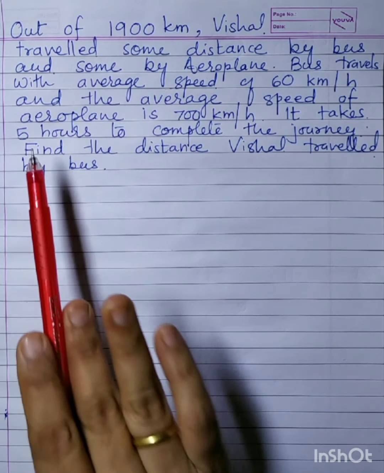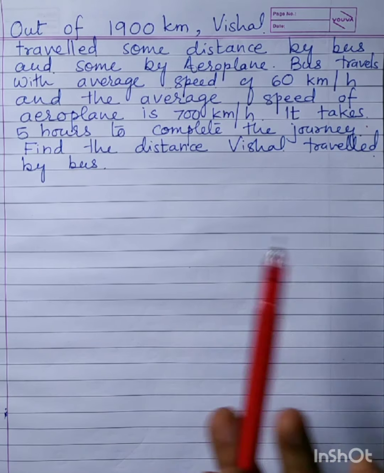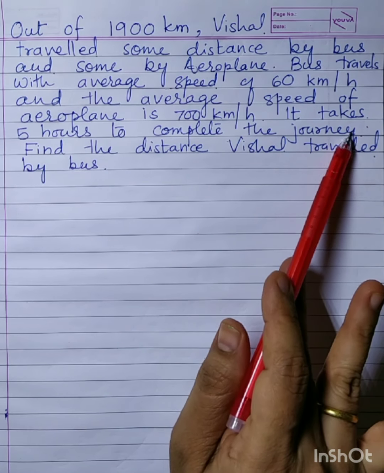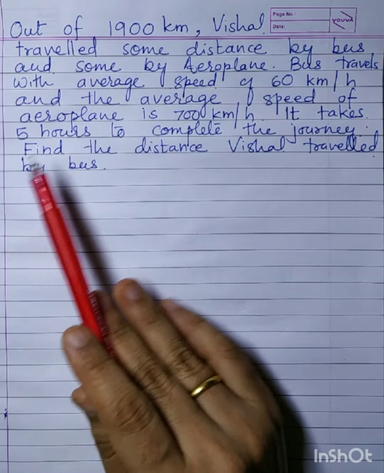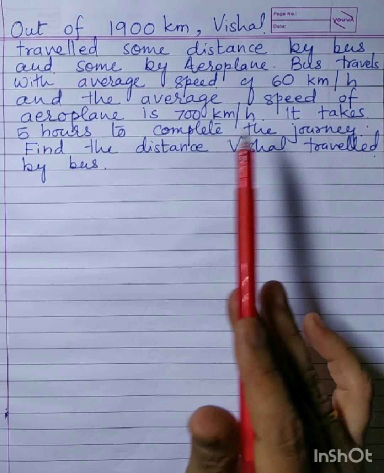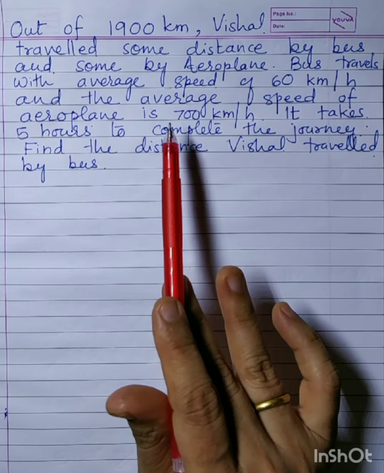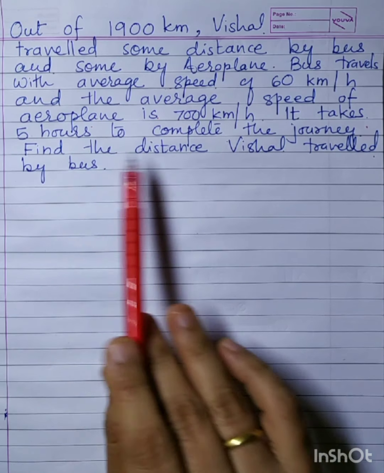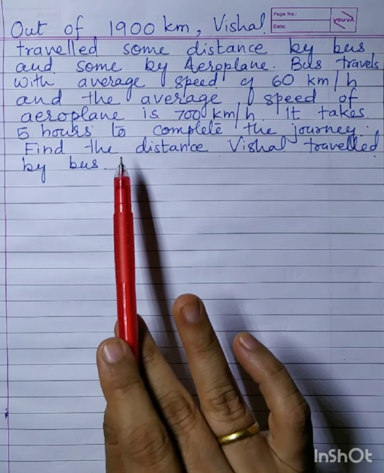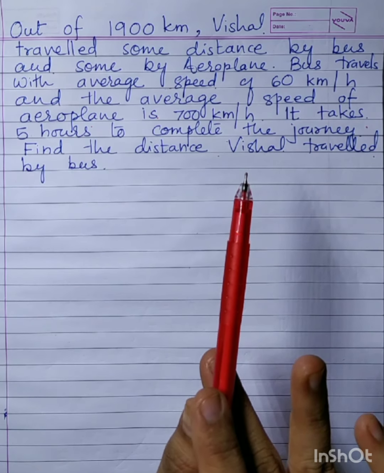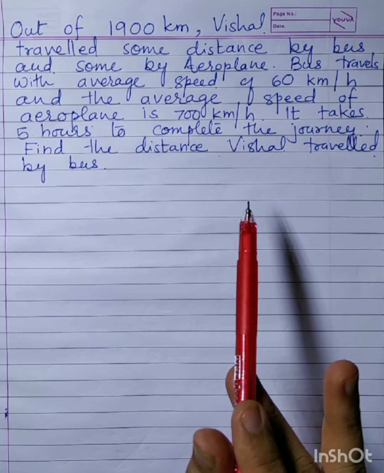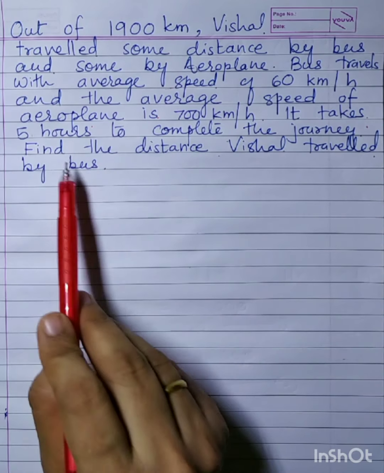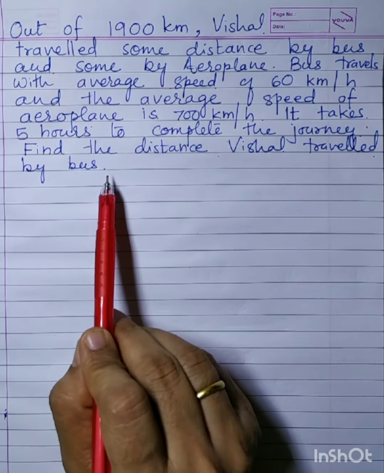It takes 5 hours to complete the journey. Means whatever part is covered by bus, time taken there plus time taken by traveling by aeroplane, together the time is 5 hours. Find the distance he traveled by bus. If the question is still not clear, read it 2-3 times. Okay. Now we have to find the distance he has traveled by bus.